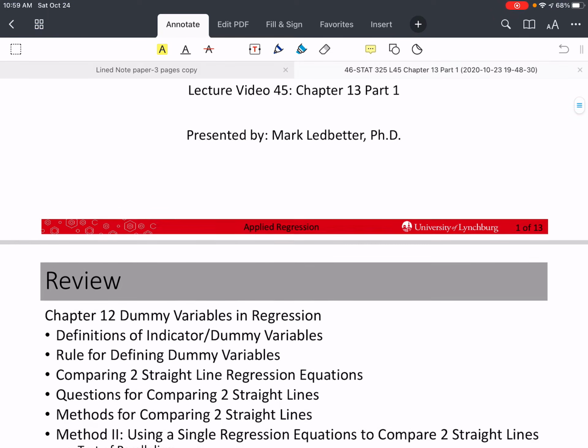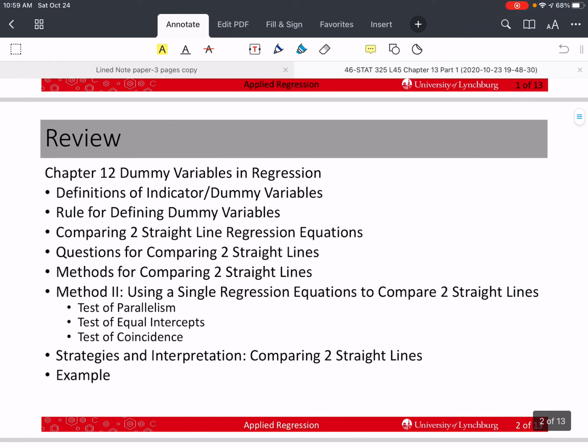This is part 1. In the previous chapter, chapter 12, we talked about dummy variables, or indicator variables, as most of us refer to them. We gave the rules for defining dummy variables, how to compare two straight line regression equations, and questions for comparing those two straight lines. Those included: are the lines parallel? Do they have the same intercept? And are they coincident? In other words, are they identical, with the same slope and same intercept?